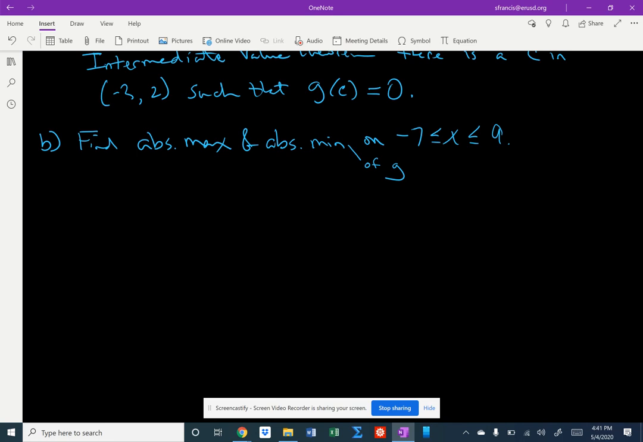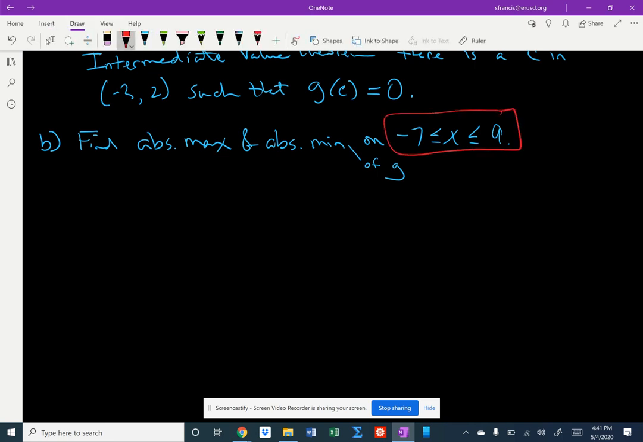This has nothing to do with F prime, or G prime in this case, switching from positive to negative or negative to positive. What you need to do in this example, since we're dealing with a closed interval, is use the closed interval method. You need to test the values of G at the critical numbers and at the endpoints and see which is the biggest and which is the smallest. And if you don't do that, you're not going to get full credit for this.